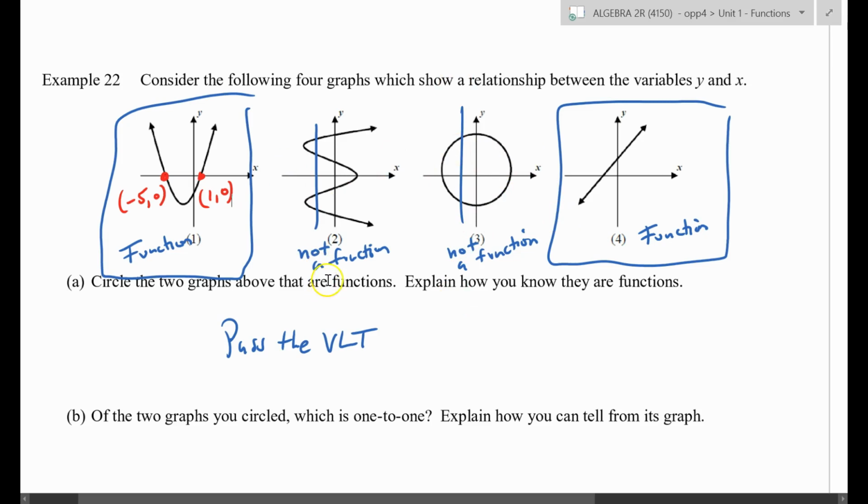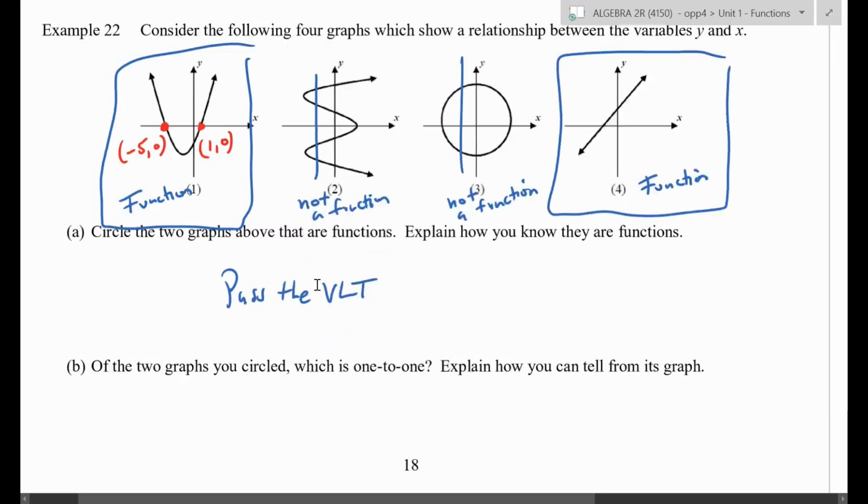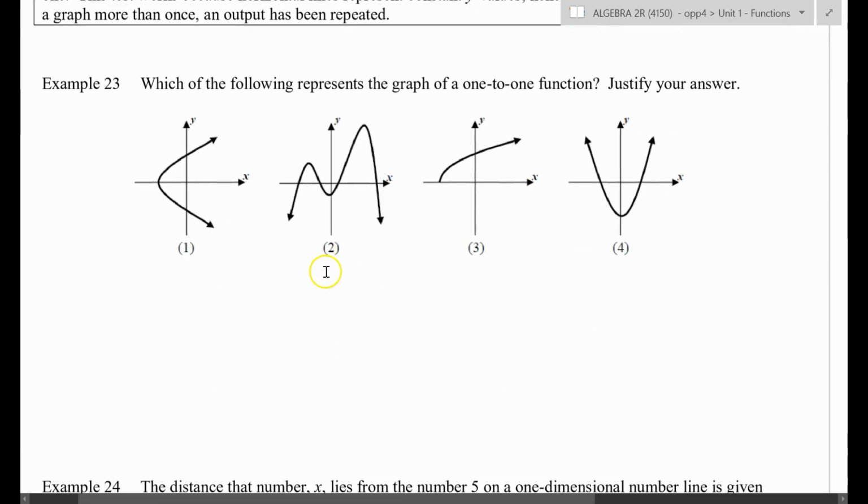It would be 1 to 1, wouldn't it? It would pass the horizontal line test, but it's not a function. Okay, we got the idea there. So, which of the following graphs is 1 to 1? Which of the following is 1 to 1?